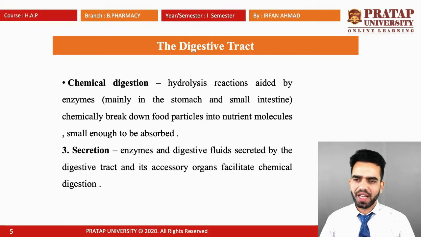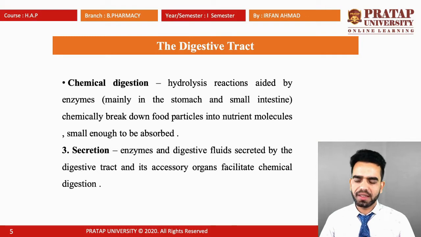There are various enzymes which help in chemical digestion, meaning they chemically break down the food particles into smaller nutrient particles, so small that they can be easily absorbed through the walls of the small intestine into our bloodstream. So chemical digestion, in simple terms, means breakdown by the use of water, aided by enzymes, which takes place mainly in the stomach and the small intestine. They break food particles down into nutrient molecules that are small enough to be easily absorbed into the bloodstream.